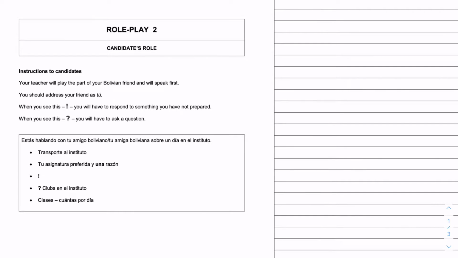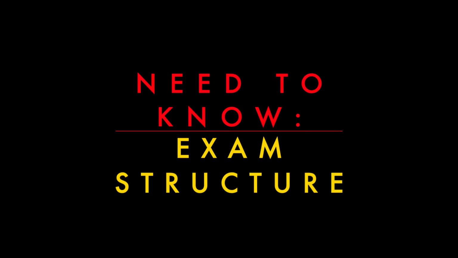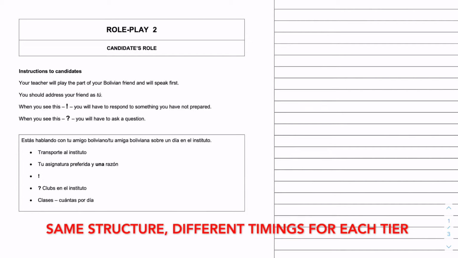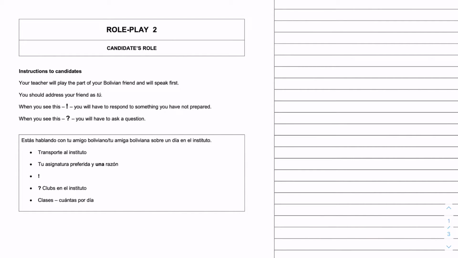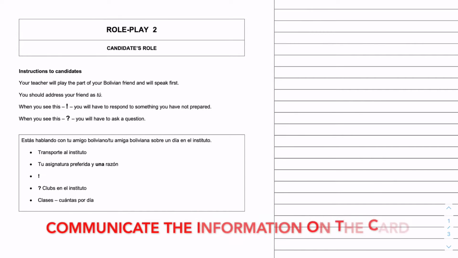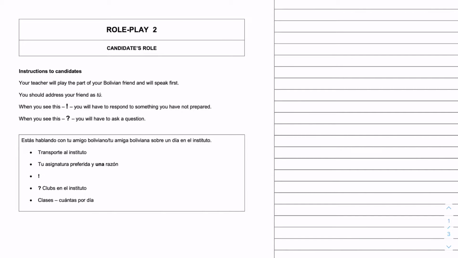Now, before we go on to talk about the roleplay itself and how to prepare for it, it's probably important that we go through the overall structure of the speaking exam for GCSE Spanish. The structure itself is exactly the same for higher tier as it is for foundation tier. You start off with a roleplay, like the one that we've got in front of us. On that roleplay, you have to give the examiner some pieces of information that are given to you on the card. So you have to say those pieces of information and convey those messages to the examiner.